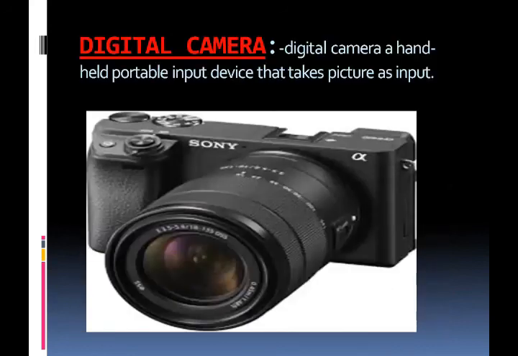Next heading is digital camera. A digital camera is another handheld portable input device that takes pictures as input. Normal cameras capture pictures on a special coated film, while digital cameras capture images electronically without the need of film. The camera stores the snapshot in its memory, then users can copy them into the computer. These images can be edited, printed, or copied in a document.